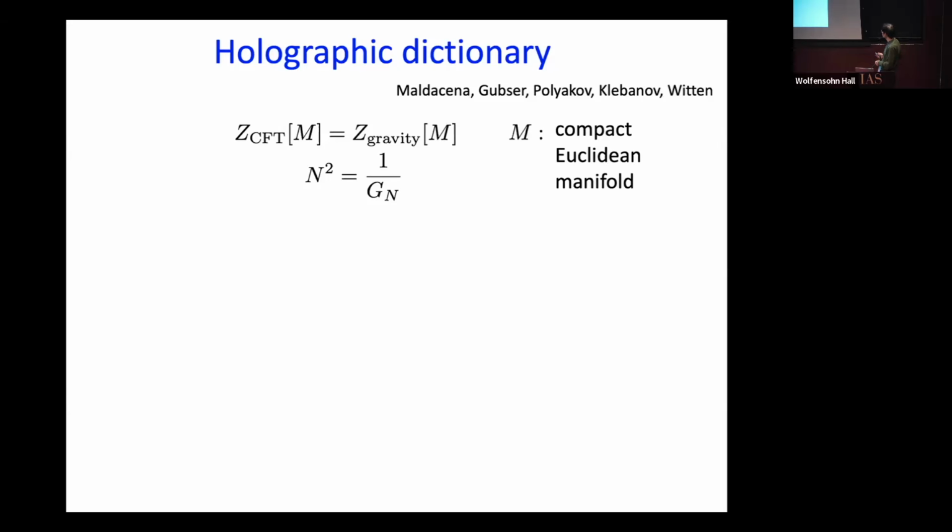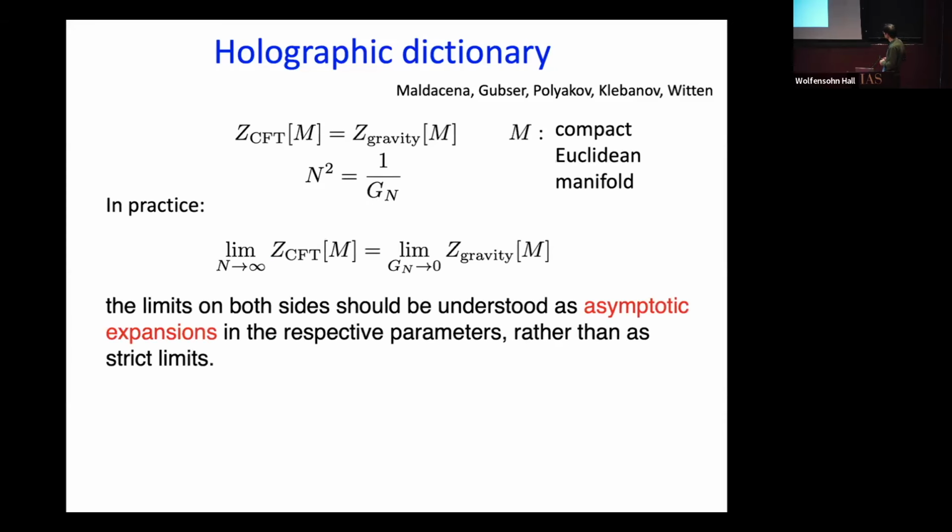Of course, it's normally not possible to calculate this gravitational partition function in the quantum gravity regime. So what we mostly have been doing is to look at the large N limit, which is related to the G Newton goes to 0 limit. This has been used everywhere since day one of AdS/CFT, and really underlies almost everything we know. The limit on both sides should be understood really as an asymptotic expansion, in the respective parameters 1 over N here and G Newton here, rather than strict limits.